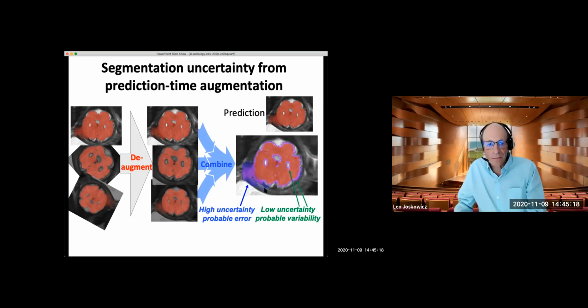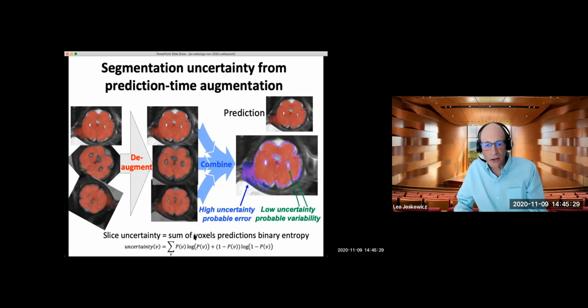Okay, now, which ones is worth looking at? If you have several of those, you can measure the area or the volume of the uncertainty and basically rank the slice uncertainty. And this is simply the sum of voxel predictions. You take the binary entropy of the different predictions, and this way you can give an estimate of the uncertainty. Slices and scans with high uncertainty, you say these are worth having a radiologist look over and tell me what is the right result.